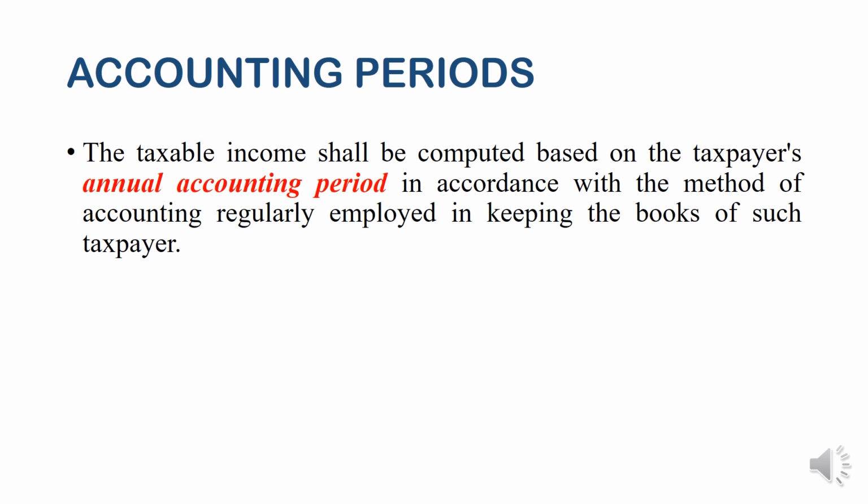The taxable income of the taxpayer shall be computed based on the taxpayer's annual accounting period, in accordance with the method of accounting regularly employed in keeping the books of such taxpayer. Again, in computing the taxable income for taxation purposes, we need to compute the income based on an annual, annualized income. That should not be more than or less than 12 months.